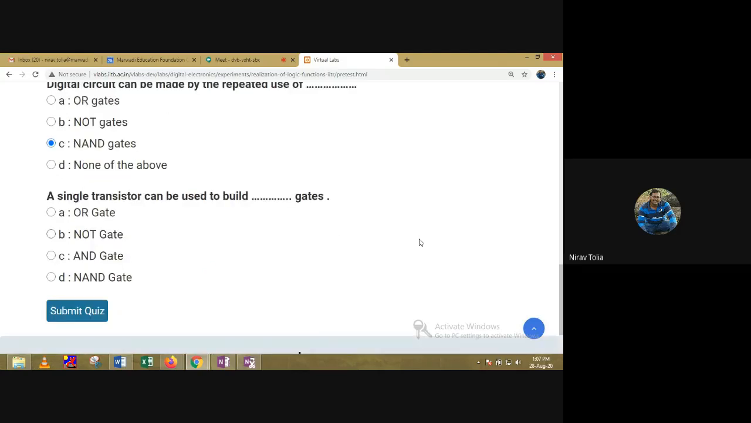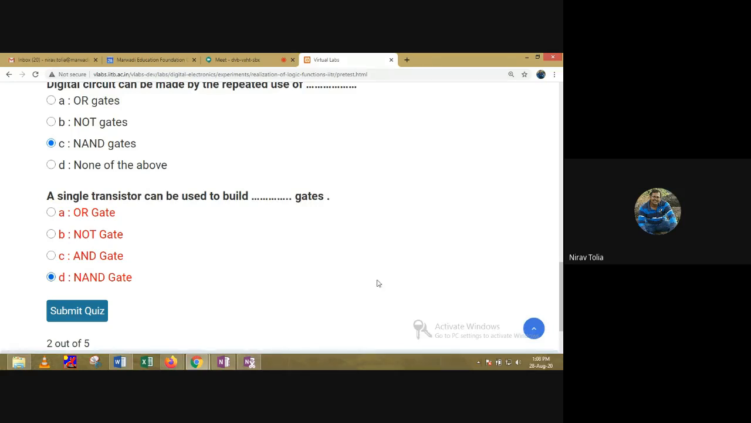Now, a single transistor can be used to build which gate? OR gate, NOT gate, AND gate, NAND gate. Okay. Jwalant and Lisa give the answer. What is the answer for the last question? D. Rajesh gave the answer D. Let's check. Now submit the quiz.